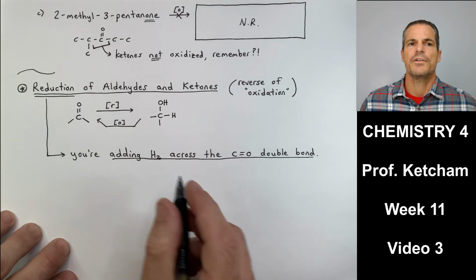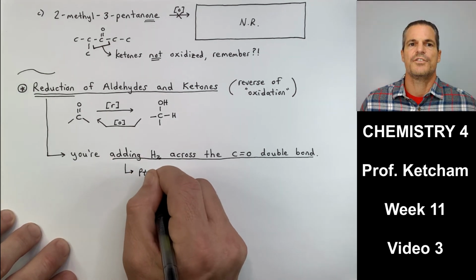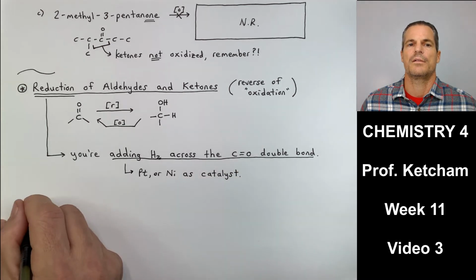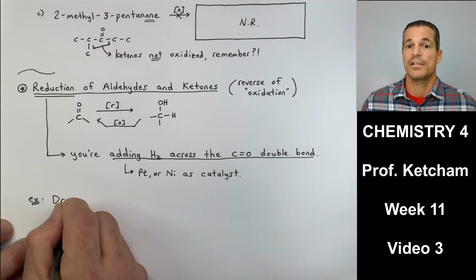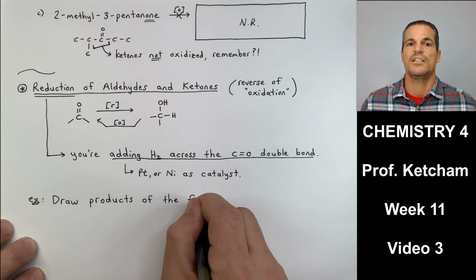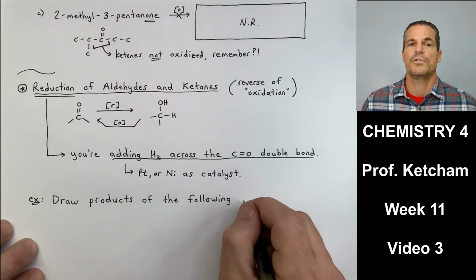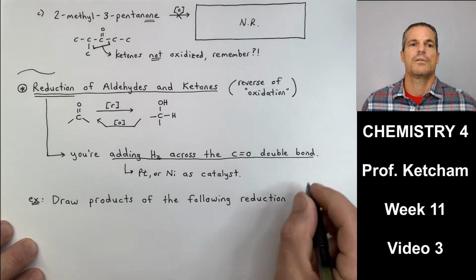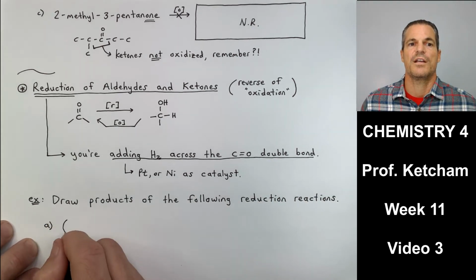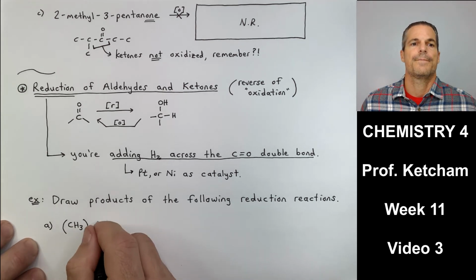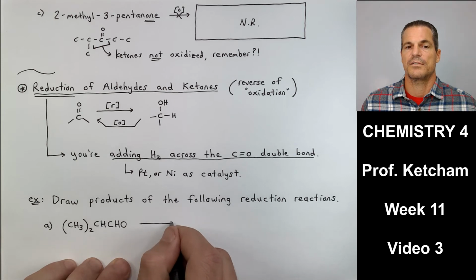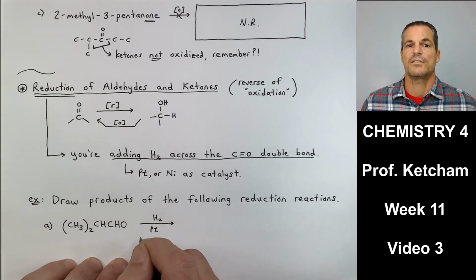So essentially what you're doing when you do a reduction is you're adding H2 across the C double bond O double bond. So when you rewrite your notes, put a big star by this or highlight this. You're adding H2 across the C double bond O double bond when you do a reduction of an aldehyde or a ketone. So let's use all that we just saw to help us with this example. First example says, draw products of the following reduction reactions. So they're telling us they're reduction reactions.